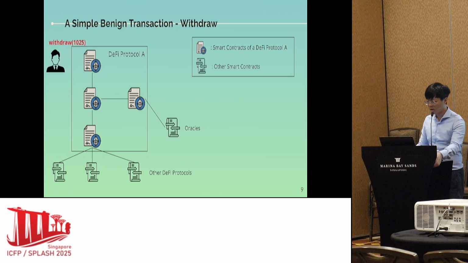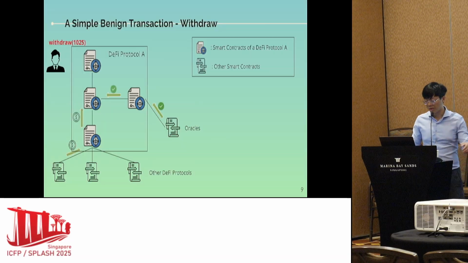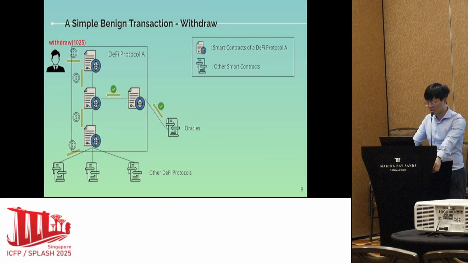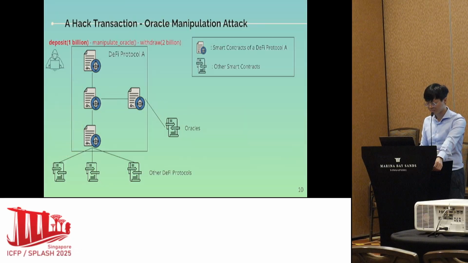For withdrawal, after some time, the user requests to withdraw their tokens. DeFi Protocol A retrieves these tokens from its underlying DeFi protocols, queries an oracle to track the current price of the user's deposit, and finds that the user's original deposit has accrued some interest. Consequently, the user receives 1,025 tokens, which is the original deposit plus some interest.